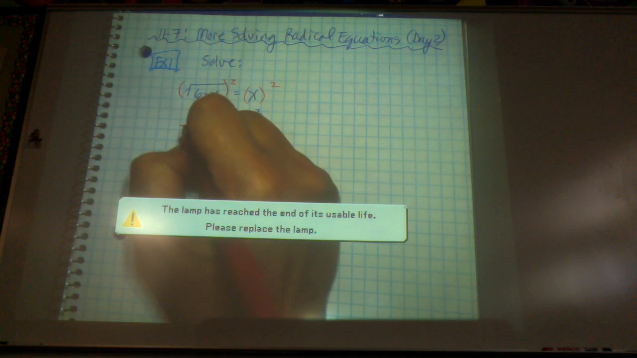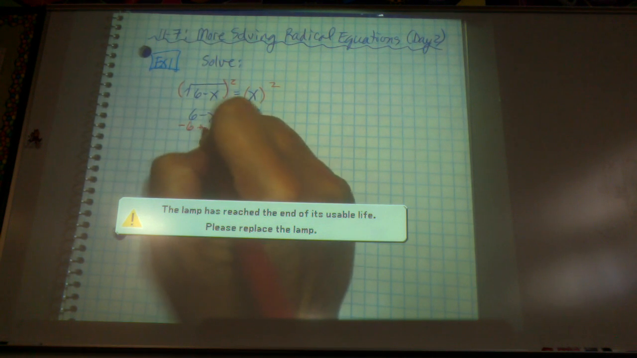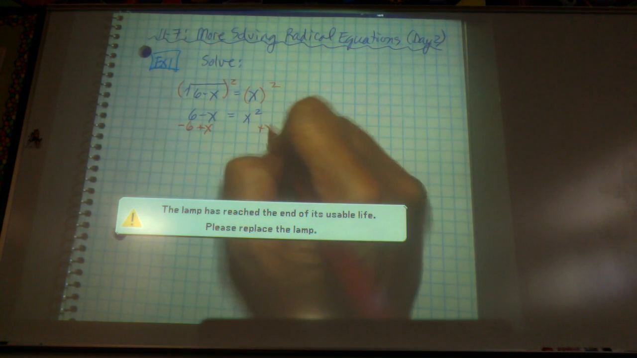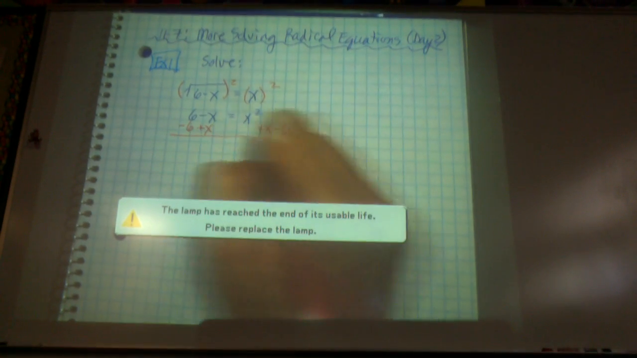To move it, you're going to add its opposite. So I'm going to subtract 6, but add an x. I'm going to add an x, subtract 6, because I want it in descending order.